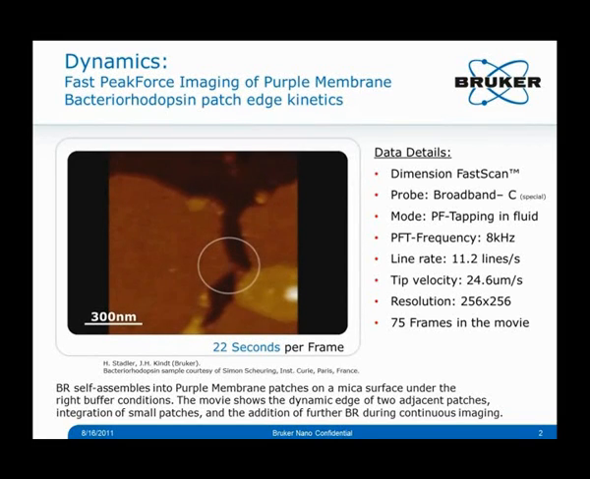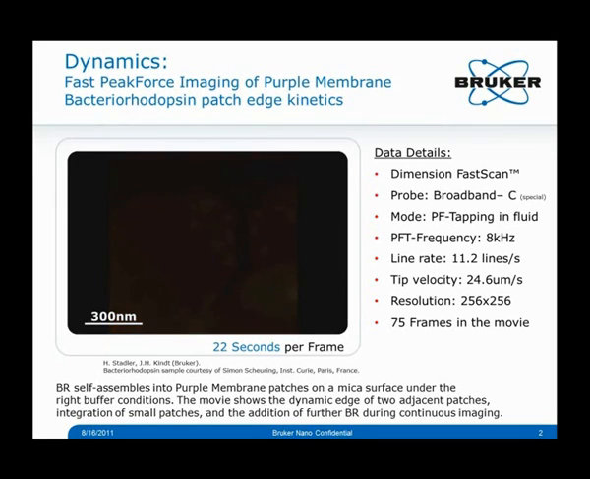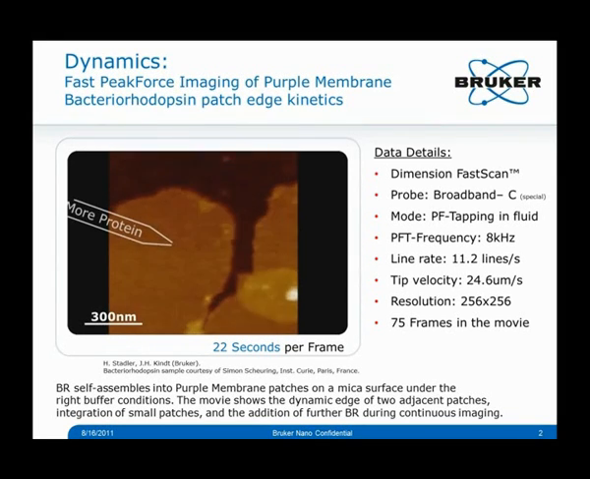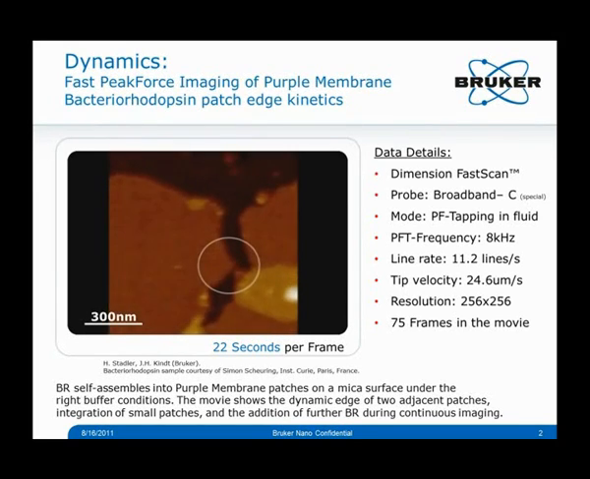So what you are seeing are two purple membrane patches. At the resolution we are imaging, you do not expect to see the lattice that we saw on the previous slide. Instead, we are looking at the self-assembled patches on a mica surface. Bacteriorhodopsin self-assembles into purple membrane patches on a mica surface under the right buffer conditions. The movie shows the dynamic edge of two adjacent patches, integration of small patches, and the addition of further Bacteriorhodopsin during continuous imaging.